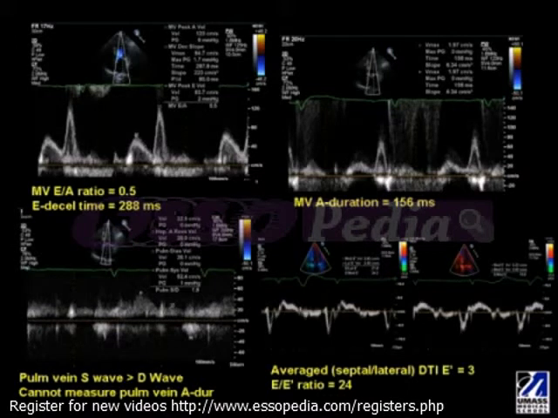Off to the right, you see the tissue Doppler obtained from the lateral and the septal annulus, and you see that there is a marked reduction in the tissue Doppler with an average septal to lateral DTI E prime of just 3 centimeters per second. So in this example, the E/e' ratio equals 24.